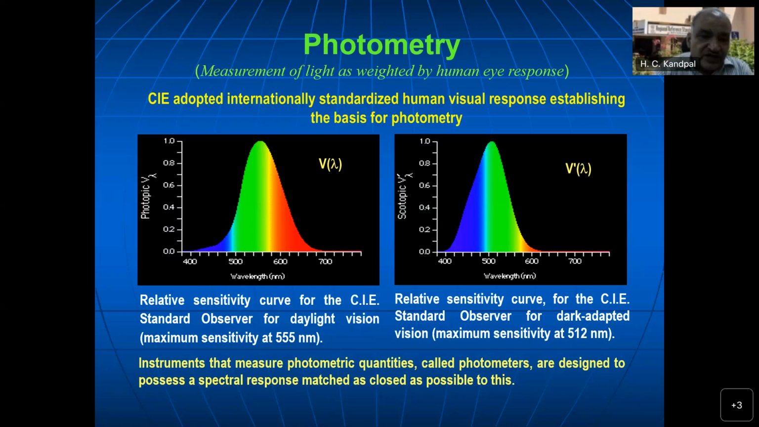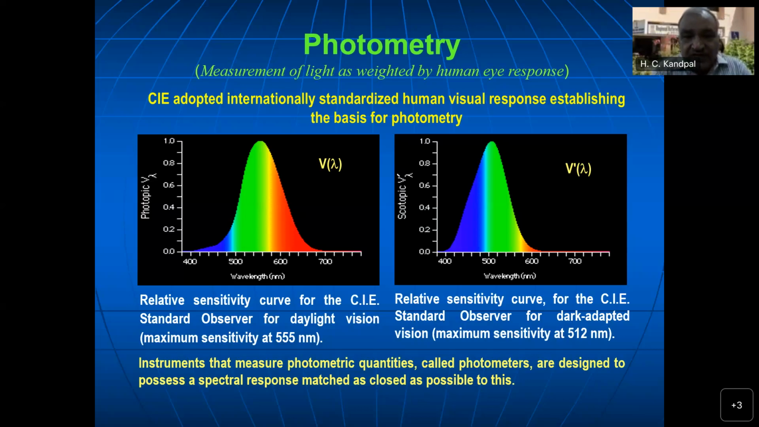And this 555 nanometer is very important for defining the SI unit candela. And why this wavelength was taken will be clear in the next slide, 555 nanometer.